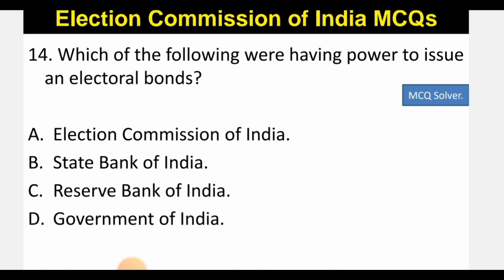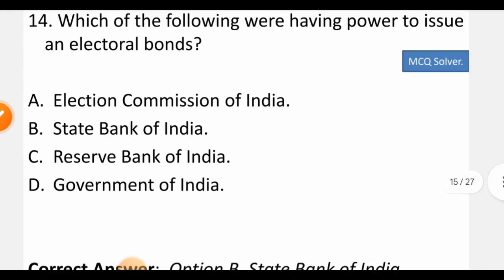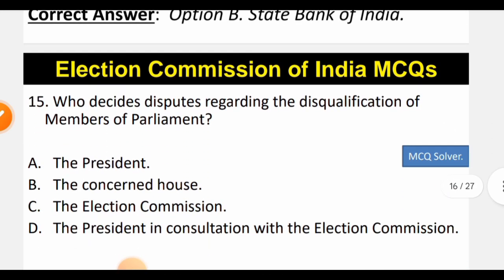Which of the following were having power to issue electoral bonds? So right now electoral bonds are declared unconstitutional by the Supreme Court of India, but earlier State Bank of India could issue electoral bonds. So the power to issue electoral bonds lies with State Bank of India. So B is the correct option, that is SBI, State Bank of India. Now let's move to question number 15.